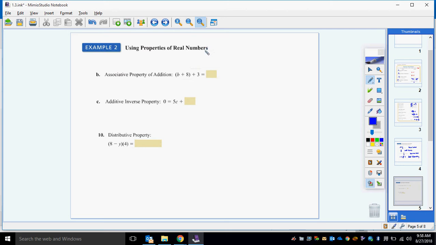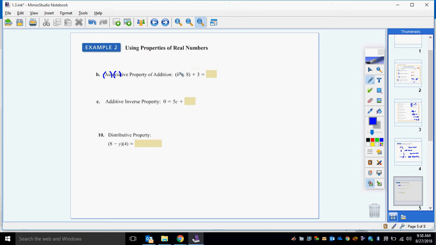Okay, now let's, instead of identifying, it tells you what property to use, and it gives you the left side, and we have to come up with the right side. So we're using associative property of addition. If you remember, associative is we can move the parentheses and it doesn't change the problem at all. So the parentheses are around the b plus the 8 and then we have plus 3.